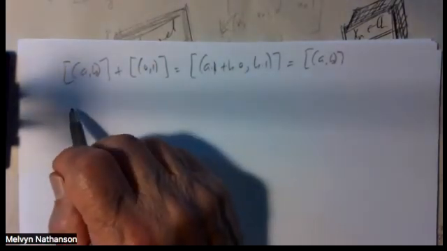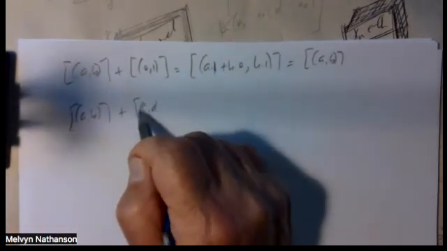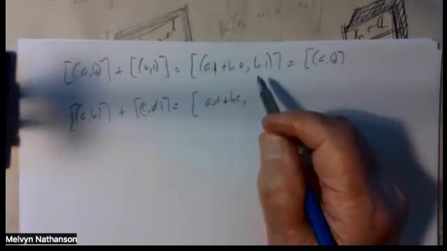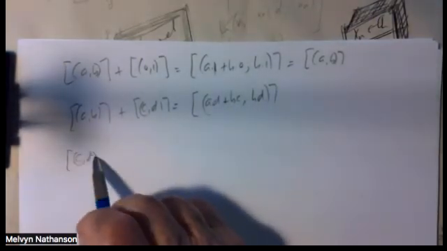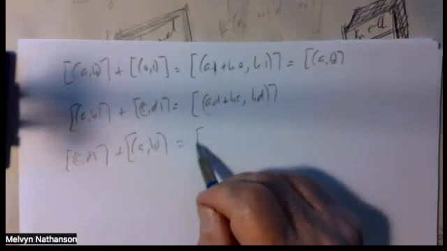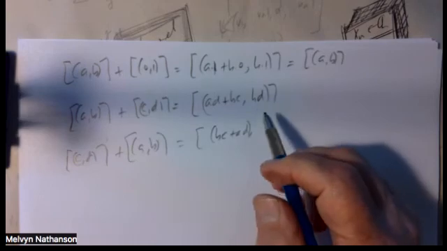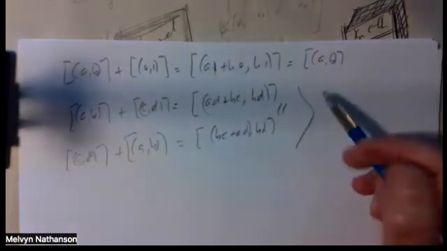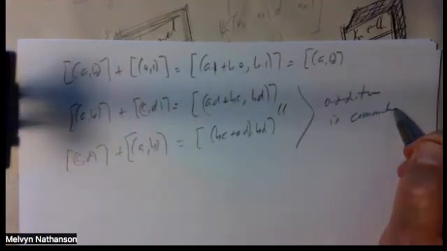Why is addition commutative? Suppose I take AB plus CD, I get the equivalence class of AD plus BC, comma, BD. If I add in the opposite order, CD plus AB, I get the equivalence class of BC plus AD, comma, BD. These are equal. So addition is commutative.